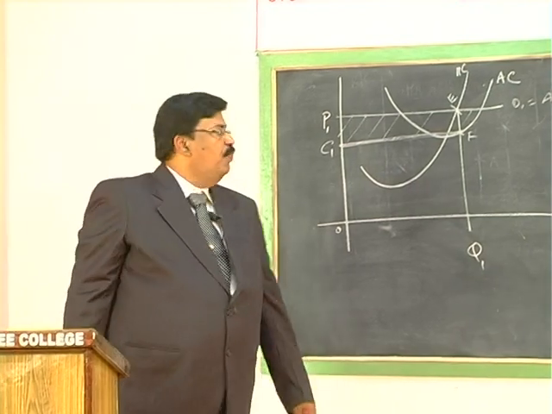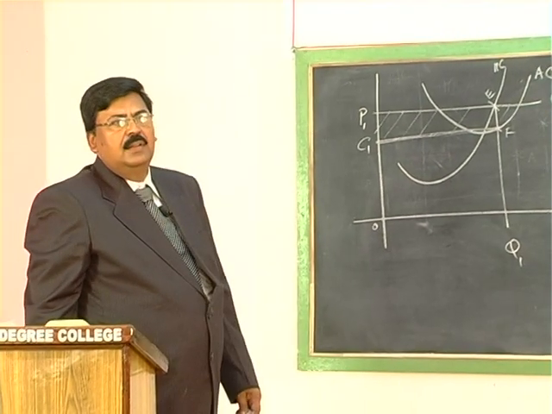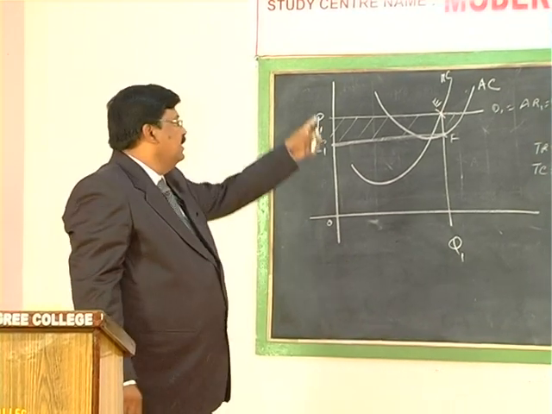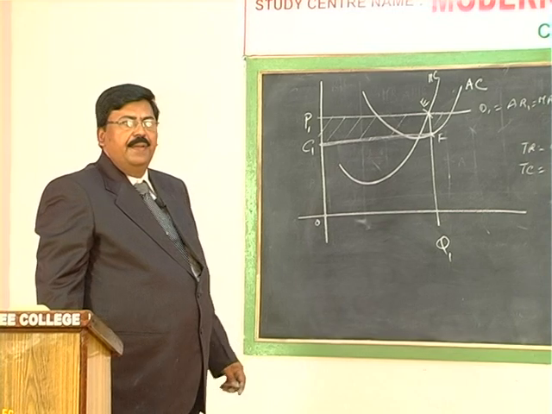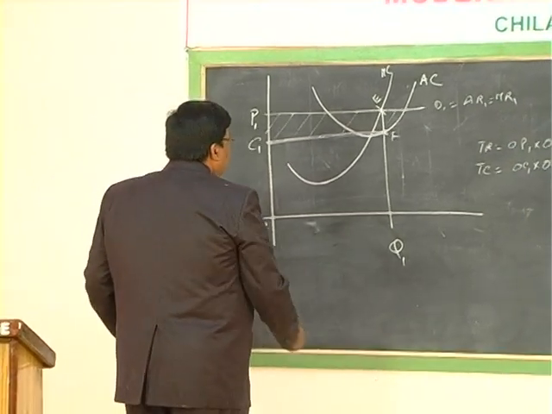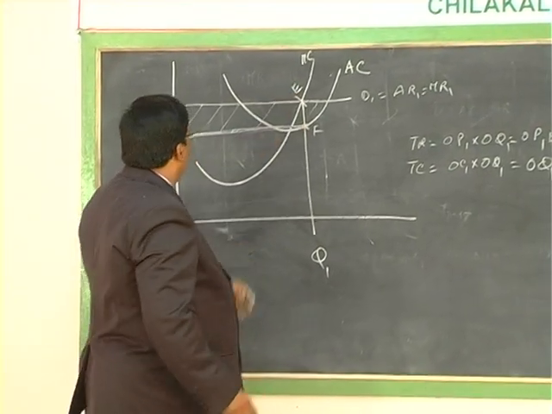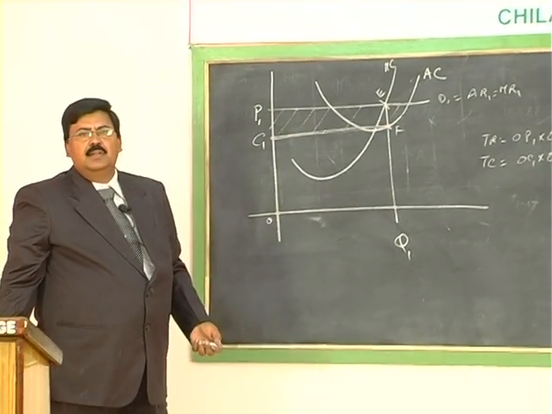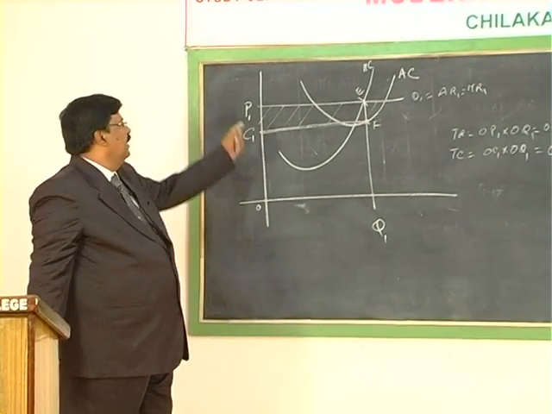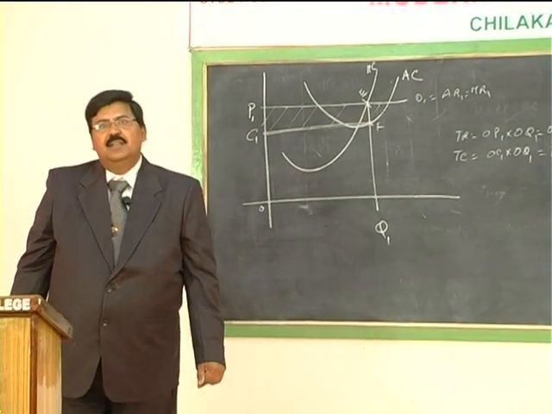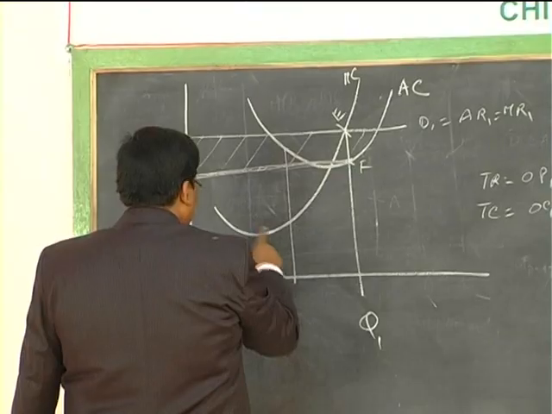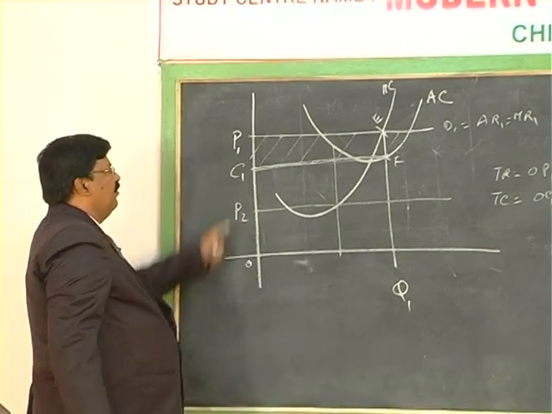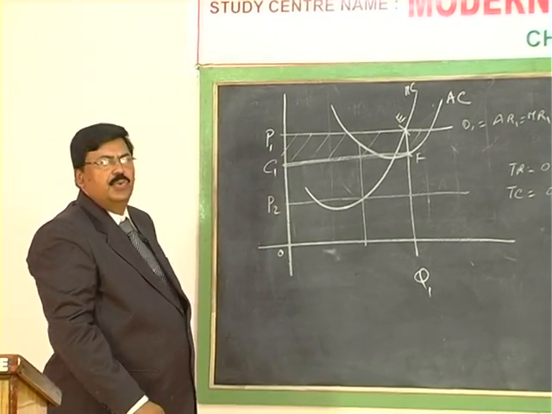If the price is OP1, the firm produces and sells OQ1 quantity because MC is equal to MR at point E, and this brings profit per unit of EF or total profit of P1EFC1. This is the profit situation depending on the price OP1. Okay. The market established price is OP2. Imagine instead of OP1, it is OP2.